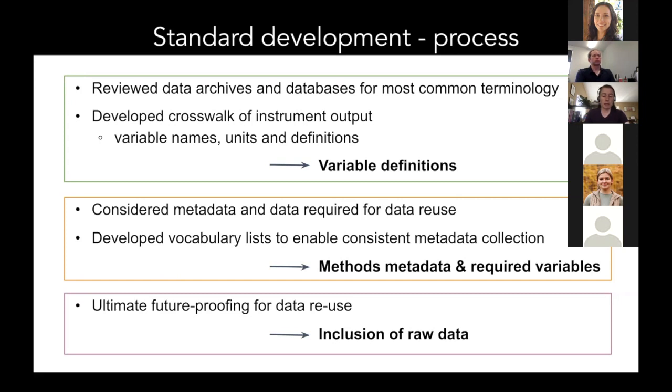And an element that we've also talked about a fair bit as being the ultimate future-proofing for data reuse is inclusion of raw data in public archives. We feel that in developing this standard, we can't predict all possible reuses of data, and things in the future might change, as different types of inputs might be required to make calculations. So we feel this would be a useful addition.